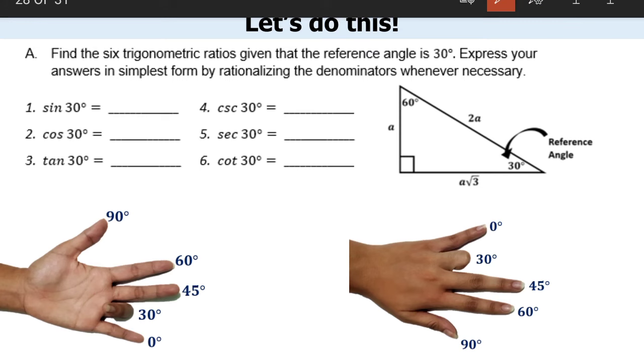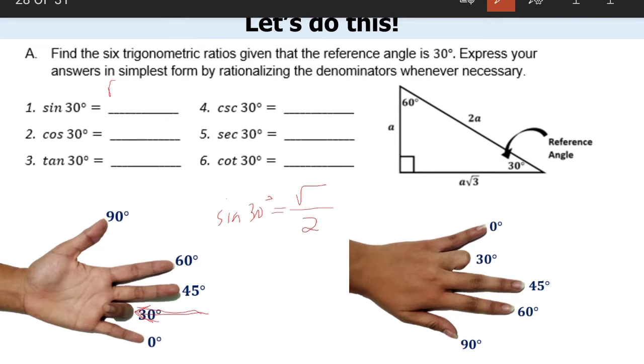So let's answer. Let's use red ink. Okay. So for sine 30, this is your angle 30 degrees, represented by your ring finger. So sine 30, the formula for sine is the square root of the fingers below over 2. So sine 30 degrees is equal to the square root of the fingers below all over 2.